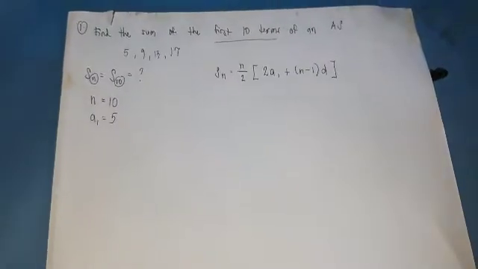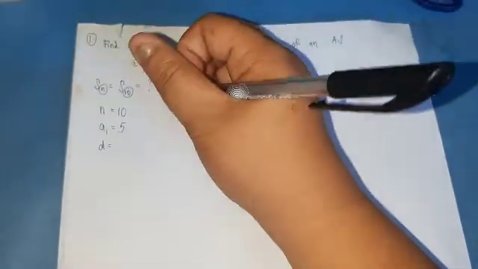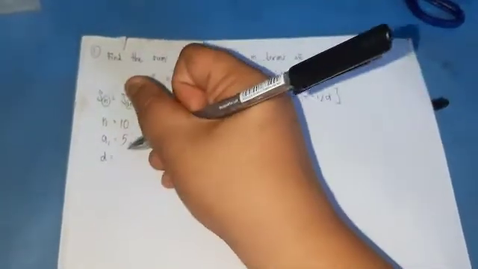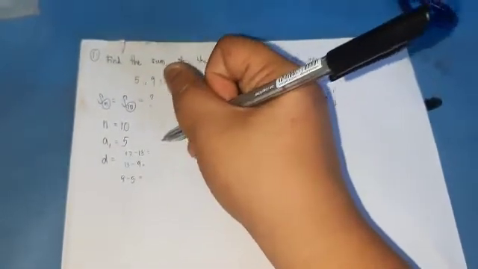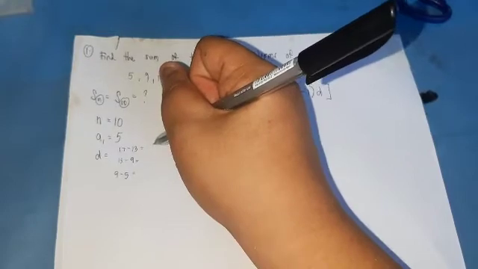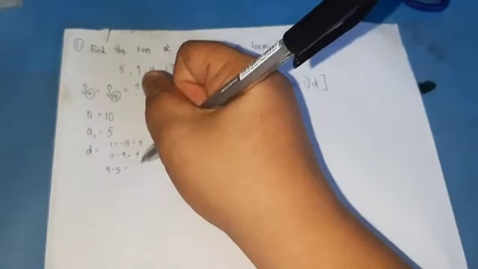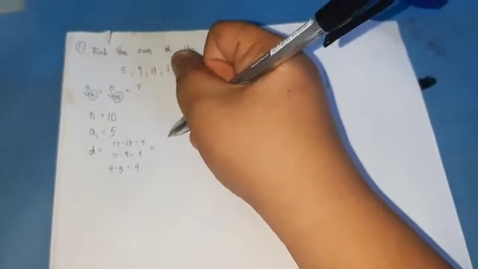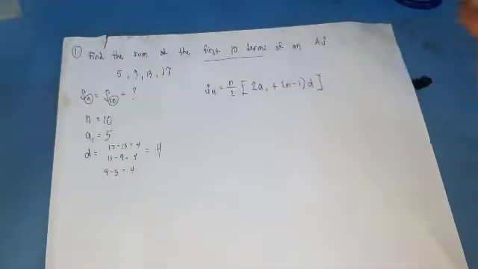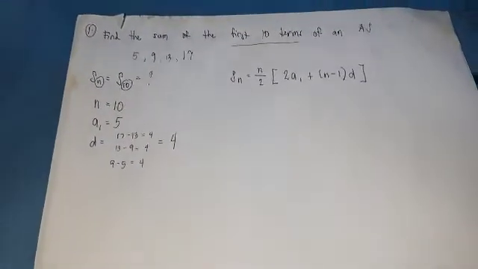And you're going to have your difference. So how to get the difference? Still, you subtract the terms from right to left. For example, you have 17 minus 13, 13 minus 9, and 9 minus 5. 17 minus 13 is equal to 4. 13 minus 9, still 4. And 9 minus 5 is still 4. Therefore, the common difference, or the value of d, is equal to 4. So I think we now have everything we need for our formula. Now, let's substitute everything.